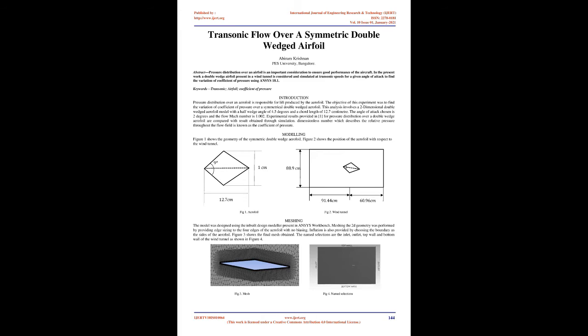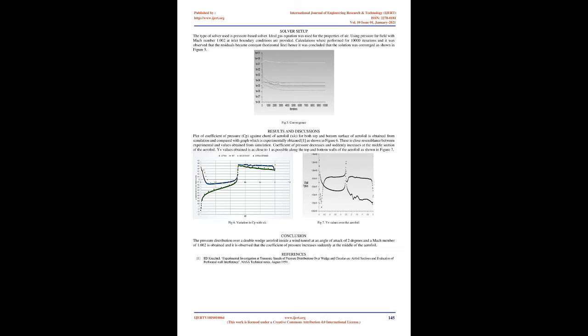Inflation is also provided by choosing the boundary as the sides of the airfoil. Figure 3 shows the final mesh obtained. The named selections are the inlet, outlet, top wall, and bottom wall of the wind tunnel as shown in Figure 4. Solver setup: the type of solver used is pressure-based solver.